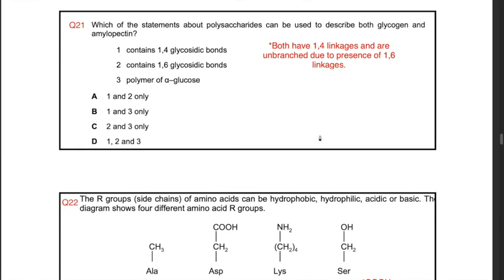Question 21. Which of the statements about polysaccharides can be used to describe both glycogen and amylopectin? 1. Contains 1,4-glycosidic bonds. 2. Contains 1,6-glycosidic bonds. 3. Polymer of alpha glucose. Both glycogen and amylopectin are polymers and both will have 1,4 as well as 1,6 linkages, because both glycogen and amylopectin are branched molecules. Hence, 1,6 linkages means that it is branched. Therefore, since it has both 1,4 and 1,6 glycosidic bonds, statements 1 and 2 should be correct. If you look at 3, polymer of alpha glucose. Yes, both glycogen and amylopectin are polymers of alpha glucose. Hence, the answer is D, 1, 2 and 3.